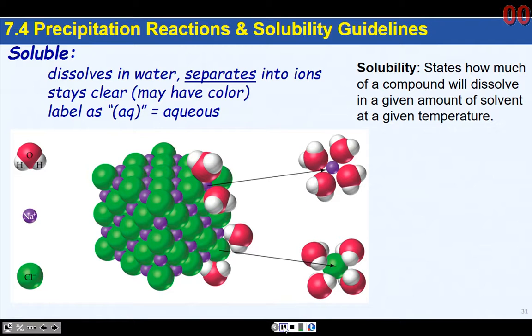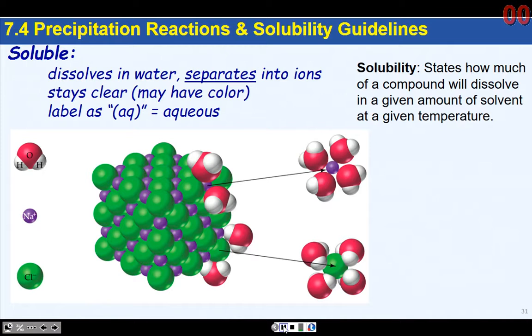In most cases, we're describing water solutions. And when they're dissolved in water, the substance will separate into ions. And most of the time, the solution will still be clear. It might have color. And we will label it in a reaction equation as AQ.